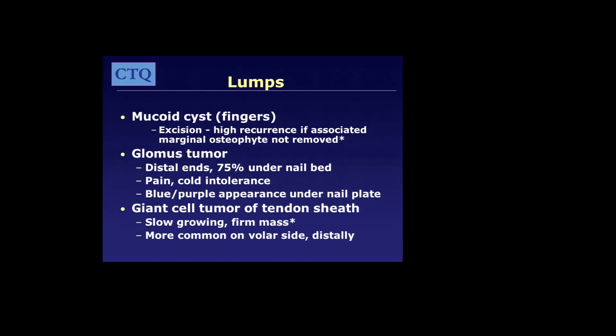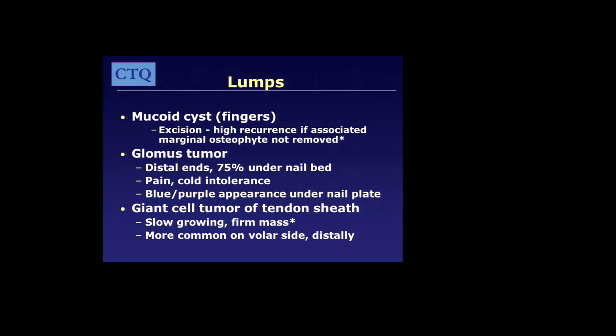Lumps and bumps in the hand: mucous cysts of the fingers are very common. If these are excised, there's a very high recurrence rate if the associated degenerative osteophyte is not removed along with the cyst. A glomus tumor is found at the distal end of the finger, typically and characteristically under the nail bed. There can be a blue or purplish appearance underneath the nail plate, and patients have pain and, in particular, cold intolerance. Treatment of glomus tumors is with marginal excision.